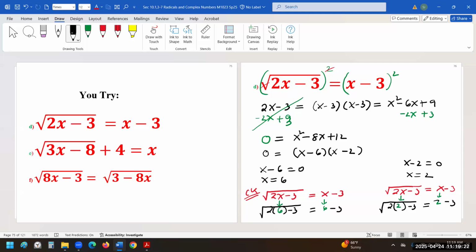Now, since I don't have space, let me do it as a shortcut. 6 times 2 is 12. 12 minus 3 is 9, right? So we have square root of 9. What is square root of 9? 3. And on the other side, you have 6 minus 3. What is 6 minus 3? 3. Do we have the same number on both sides? Yes. So we accept x equals 6 as our solution.